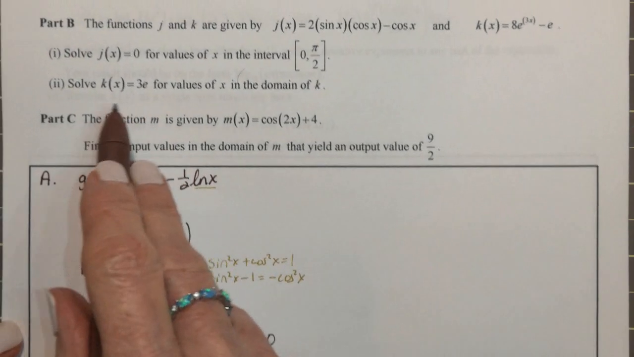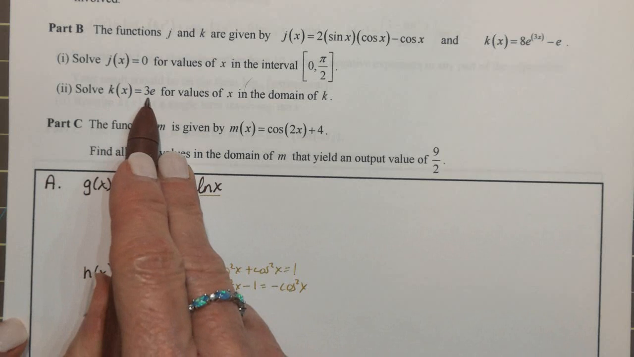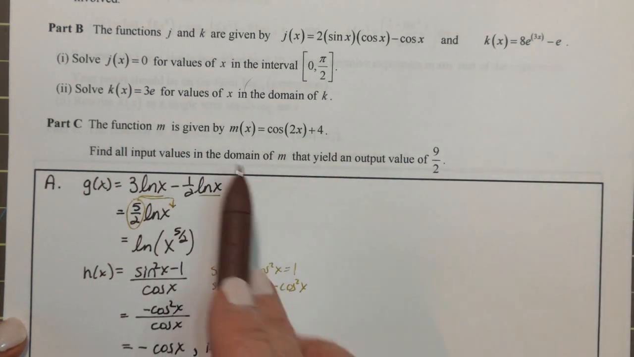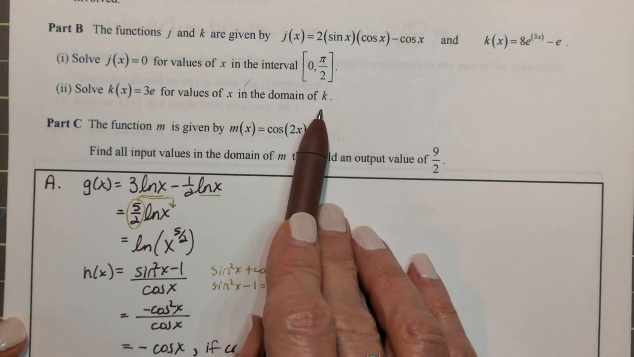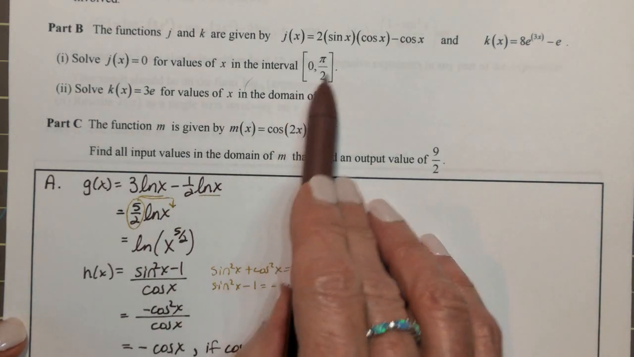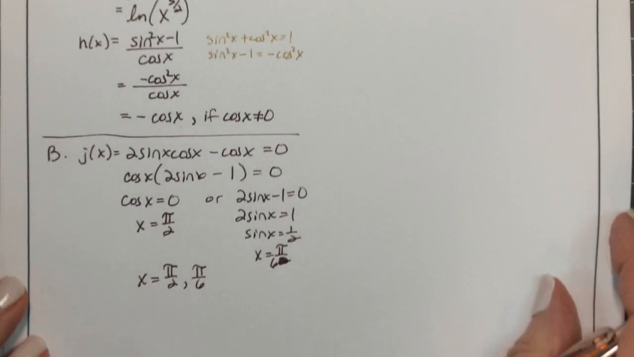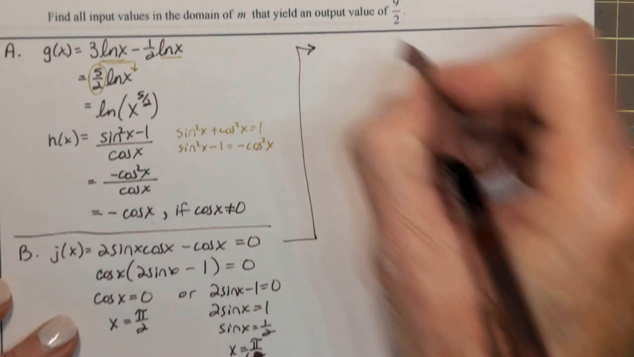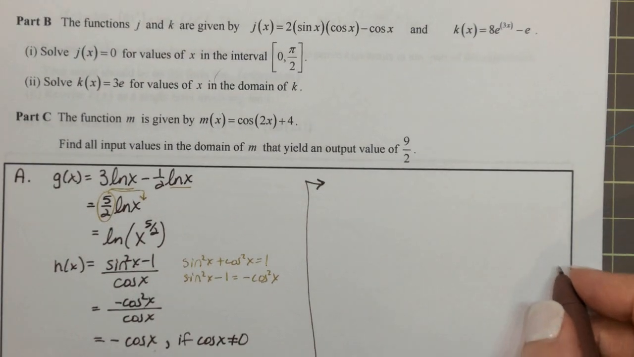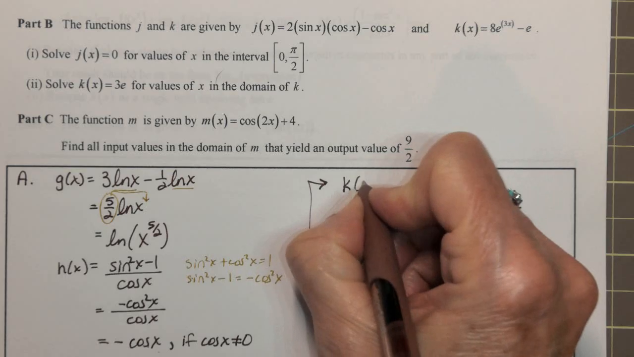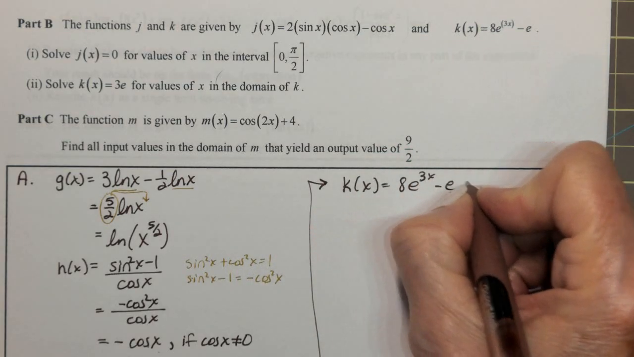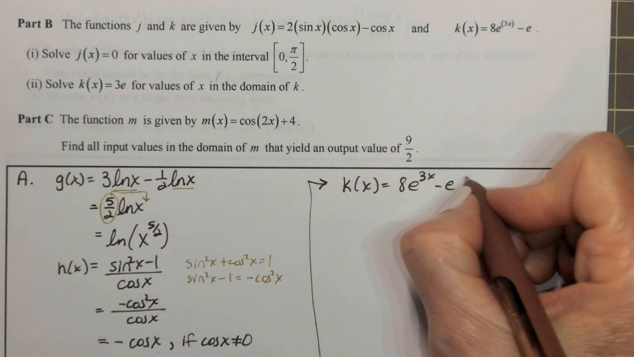So the second part of this one, solve k of x is equal to 3e. So I'm going to take that and make it equal 3e for values of x in the entire domain. So we're not restricting it like we did in part 1 there. Okay, I think I'm going to come up here and do this part. Alright, I'm taking k of x and setting it equal to 3e.